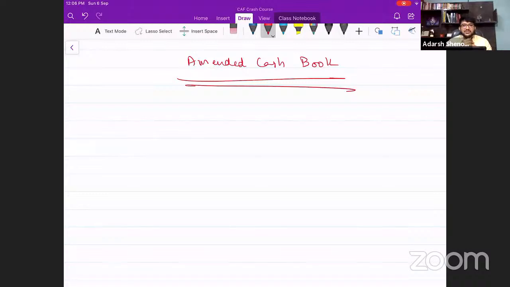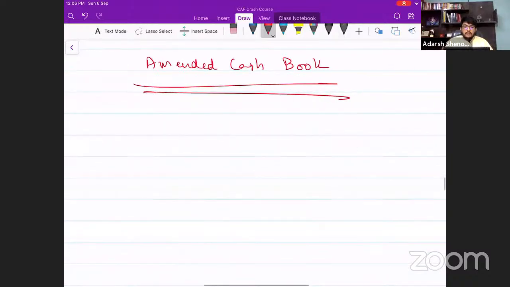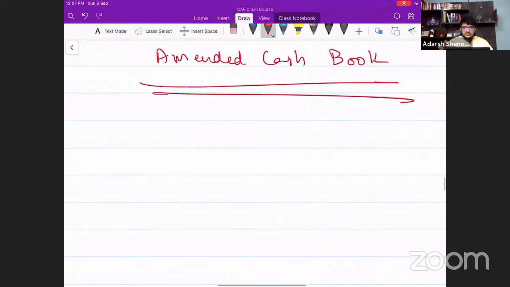Now coming back to amended cash book, please pay attention. This is very important for exams, and also because we can't understand anything relating to this when we read on our own. This is what I have realized over so many batches. It's actually very easy peasy.